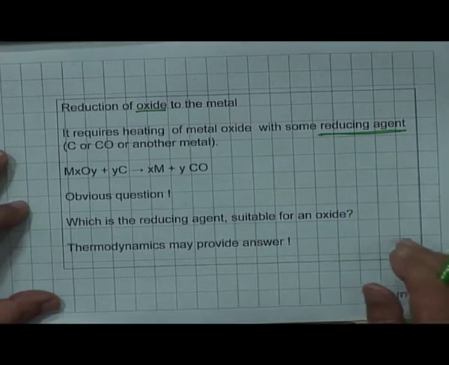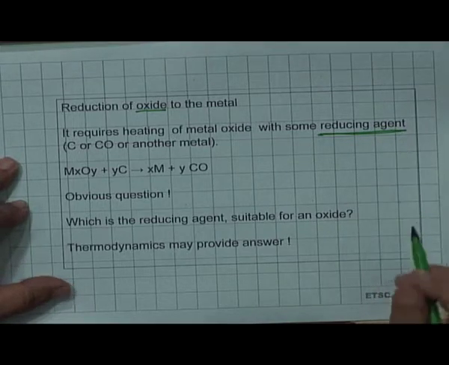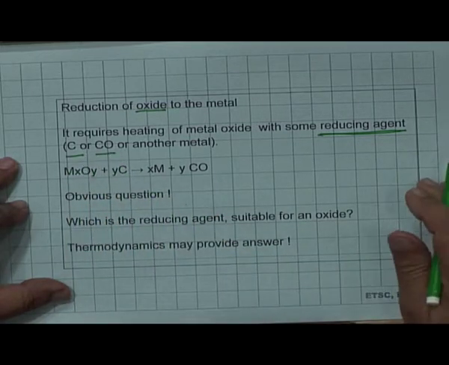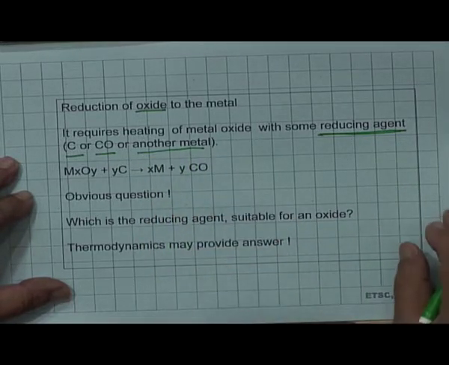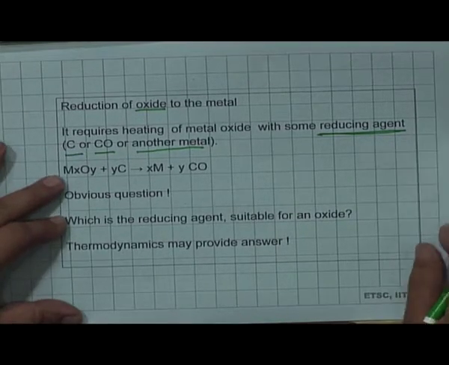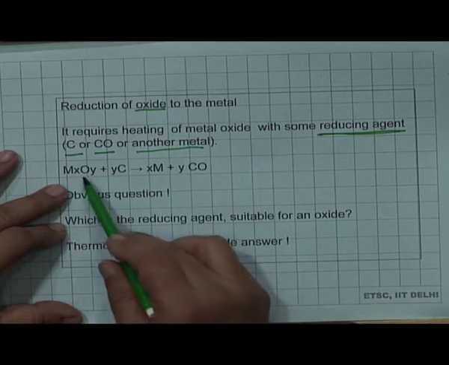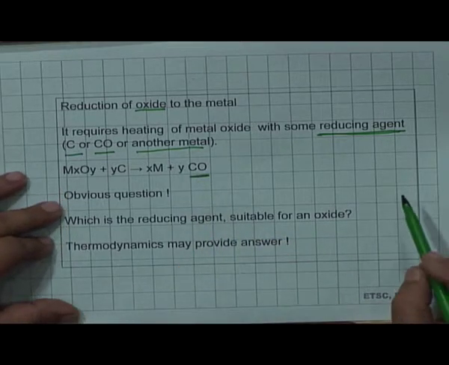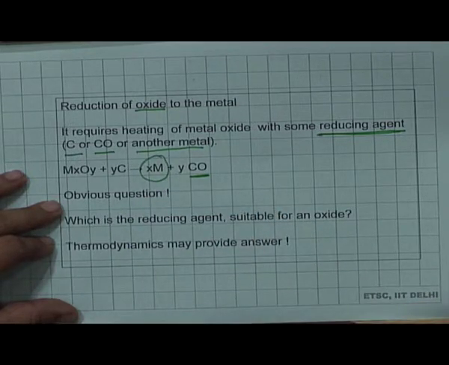Right. So, there are some questions: how to reduce, how to choose the reducing agent. Generally carbon or carbon monoxide can be a reducing agent, or another metal can also be used. Basically the purpose of the reducing agent is shown in the equation by taking the example of carbon. It takes away the oxygen associated with the metal, carbon monoxide is released, and the oxide is converted into metal.